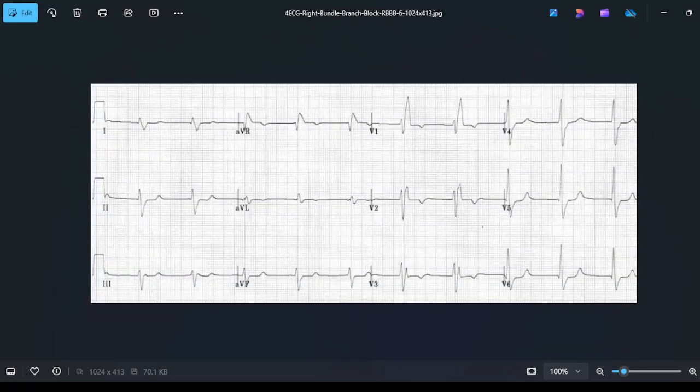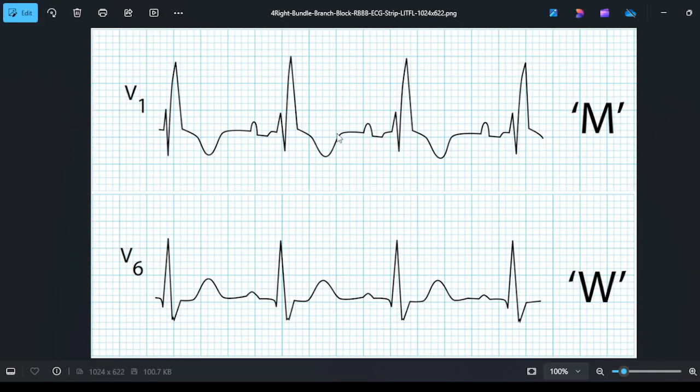So now, right bundle branch block. Of course, in right bundle branch block, as they say, "WiLLiaM MaRRoW", right? W in V1 and M in V6 is for left bundle branch block, and M in V1 and W in V6 is for right bundle branch block. So for right bundle branch block, I'll show you the drawing.